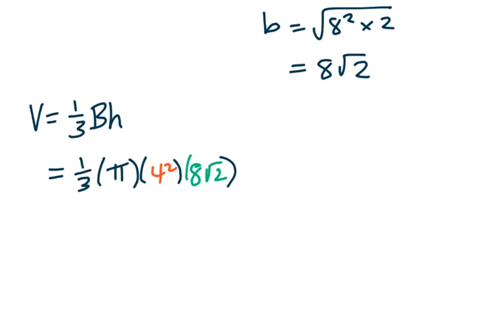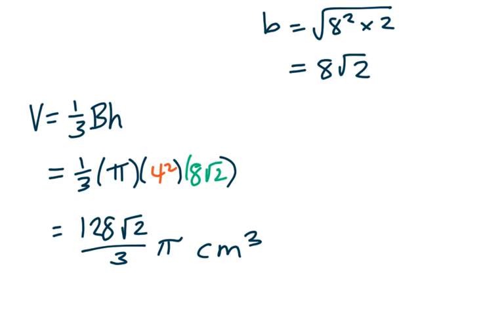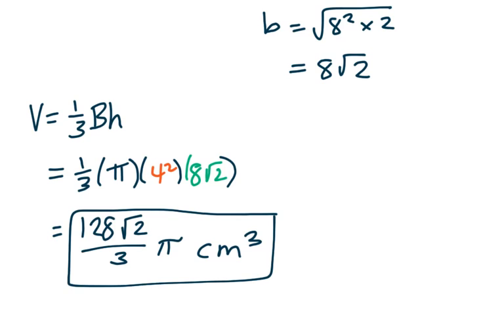When we multiply all of that together, that gives us a total of 128 square root of 2 over 3 pi. Now don't forget, just because that's a mess, who wants to add anything to that, but we do have to make sure we have the units. So that's going to give us cubic units. So we have 128 square root of 2 over 3 pi cubic units, cubic centimeters, for the volume of the cone.